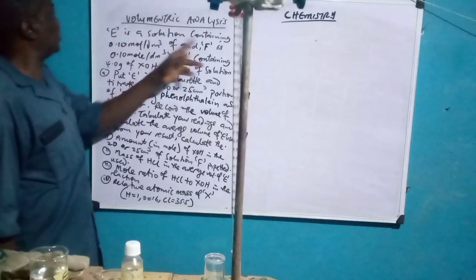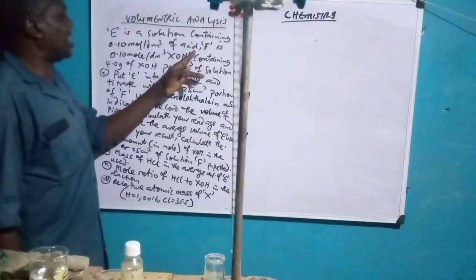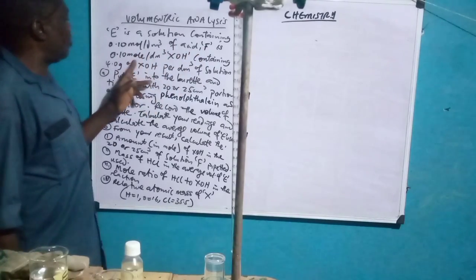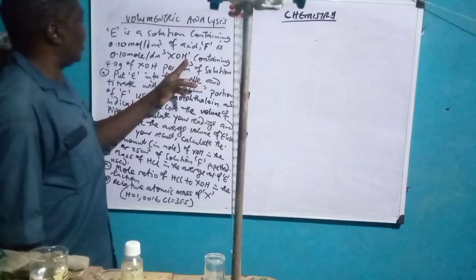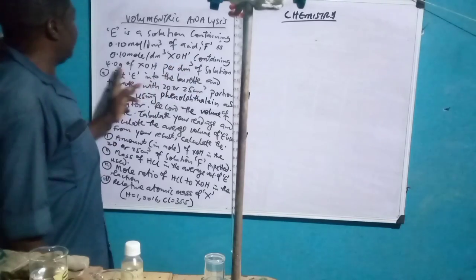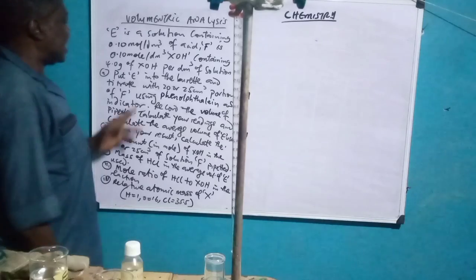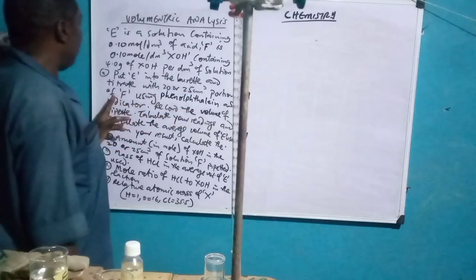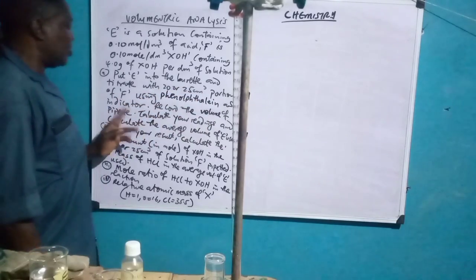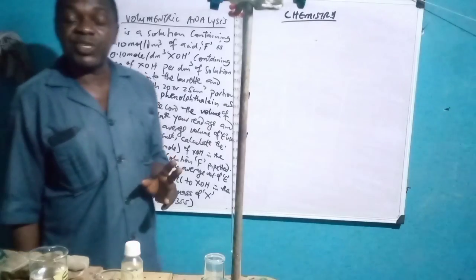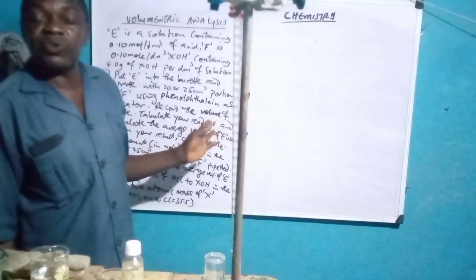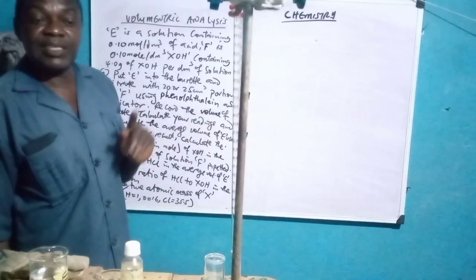E is a solution containing 0.1 mole per dm cube of acid. F is a 0.1 mole per dm cube SOH containing 4 grams of SOH per dm cube of solution. Put E into the burette and titrate with 20 or 25 cm cube portions of F using phenolphthalein as indicator. You can see most of the ones you have been encountering use methyl orange. This time around, we are going to use phenolphthalein. That's the essence of this practical.